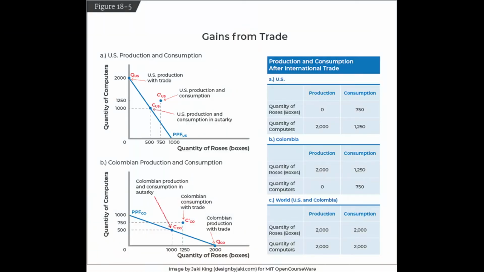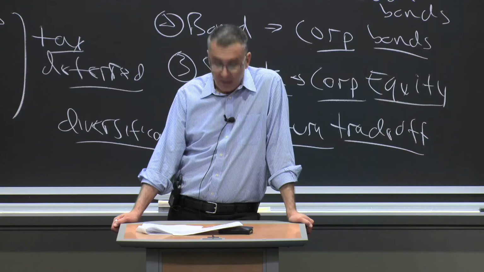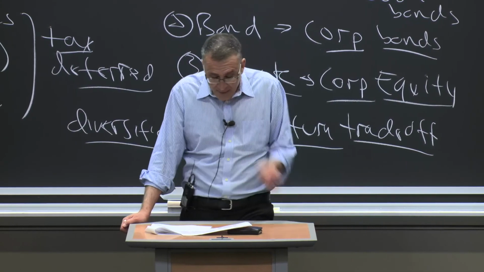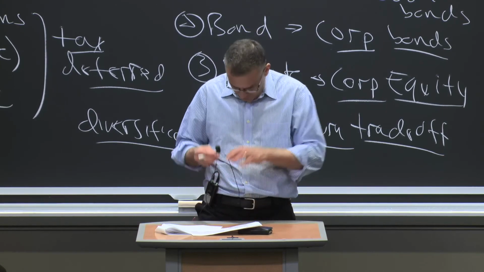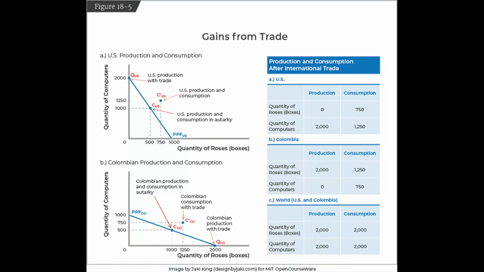Figure 18.5 takes the previous figure 18.3 and adds trade. So let me go through this. The PPFs are the same on the left, okay? Same PPFs as before. And if you look at points C Colombia and C US, they're the same as before: we could have 1,000 computers and 500 roses in the US or 1,000 roses and 500 computers in Colombia.